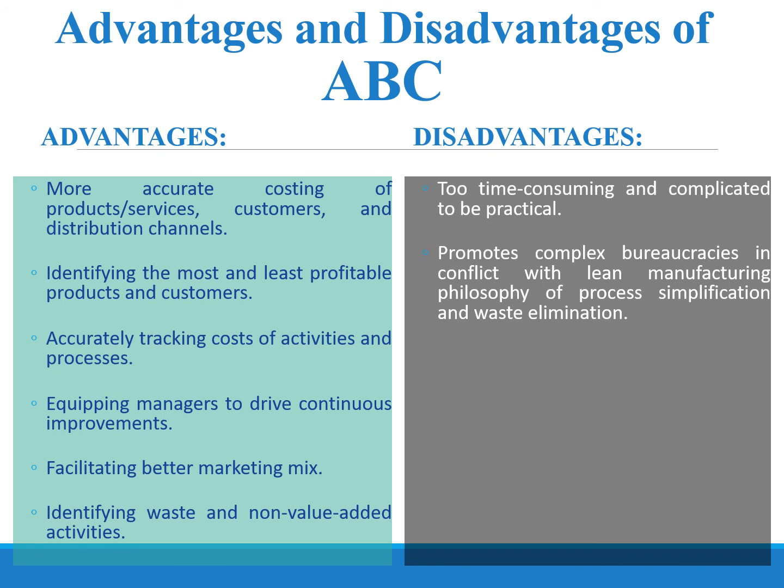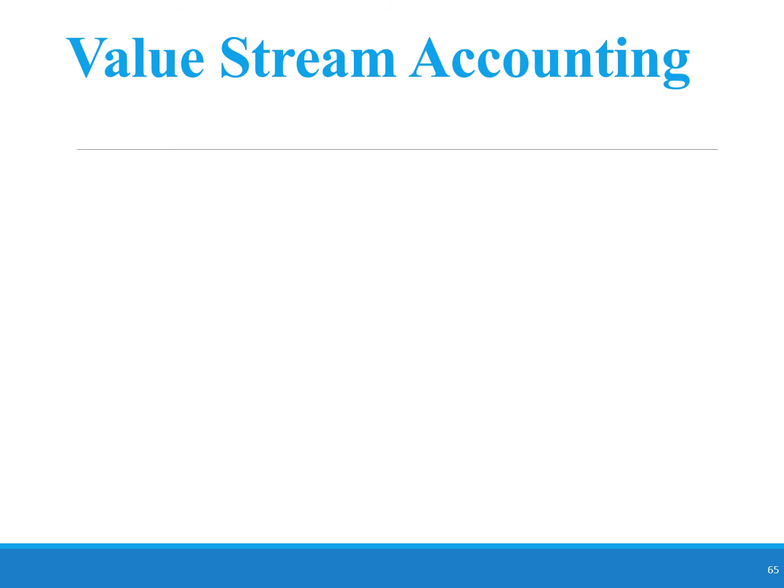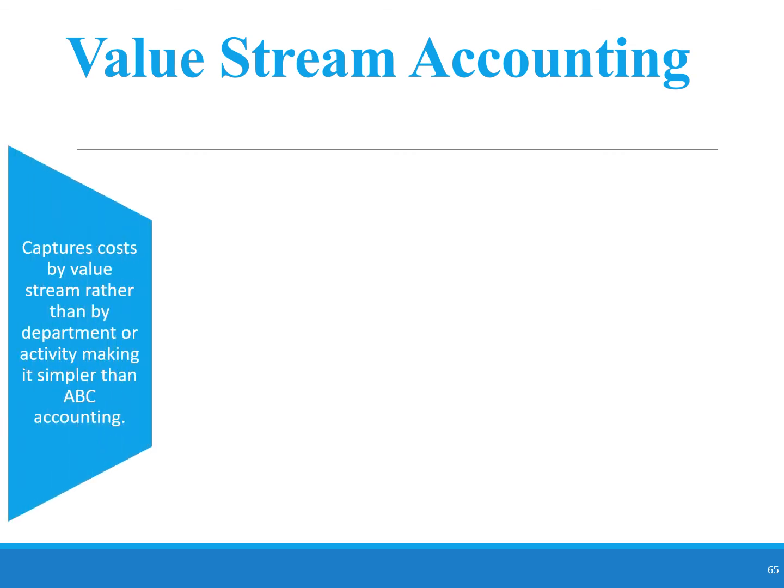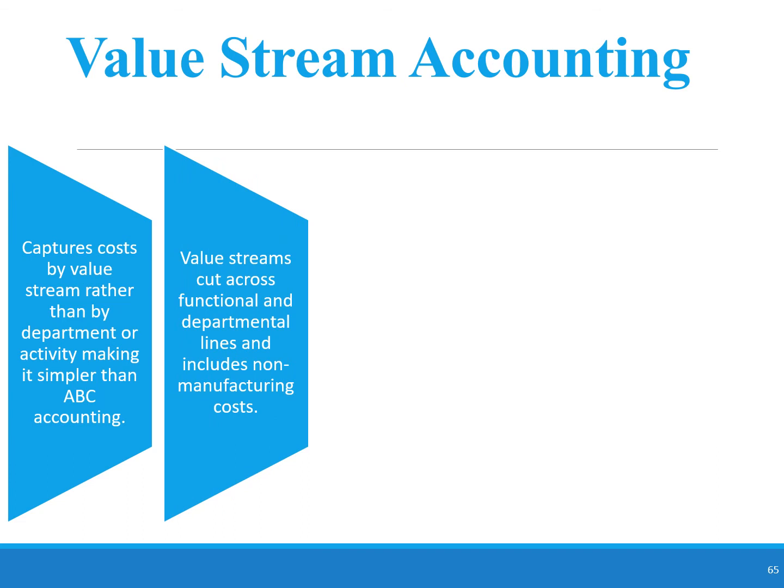It promotes complex bureaucracies, in conflict with the lean manufacturing philosophy of process simplification and waste elimination. So it's not matching the lean manufacturing philosophy because it is too complex and too bureaucratic in essence. Value stream accounting is a new method for meeting the lean manufacturing philosophy. It captures the cost by value stream rather than by department or activity, making it simpler than activity-based costing accounting. The value streams cut across functional and departmental lines and include non-manufacturing cost.